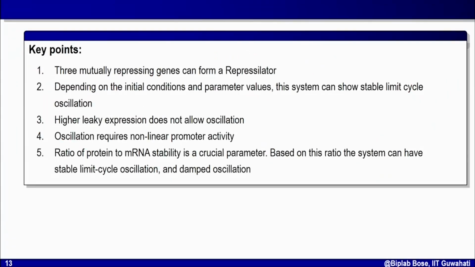Let us jot down all the points. So what I have discussed here, we have discussed 3 mutually repressing genes that form a repressilator. So it is made up of repressors and it has an oscillating behavior. That's why this type of circuit is called a repressilator. Depending on the initial condition and the parameter values, as we have discussed earlier, this system can show stable limit cycle oscillation.